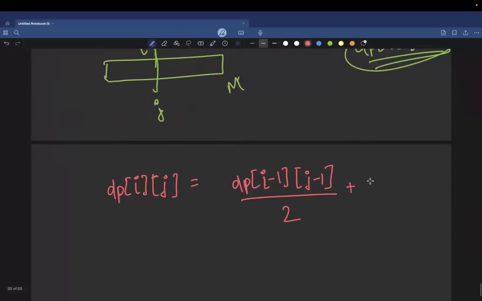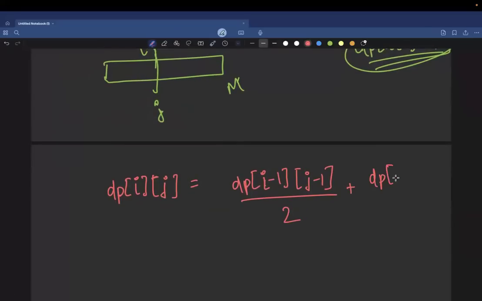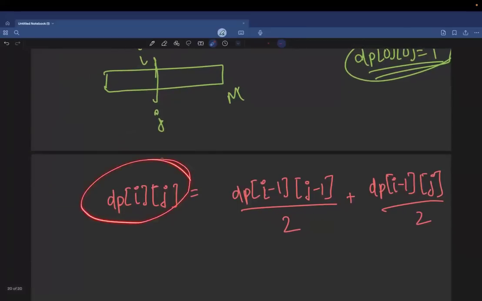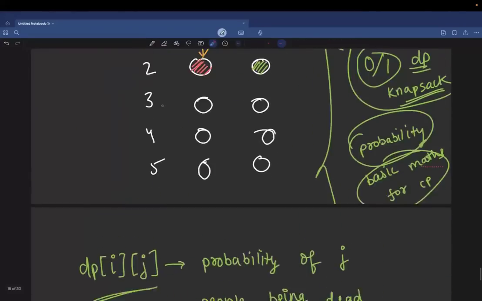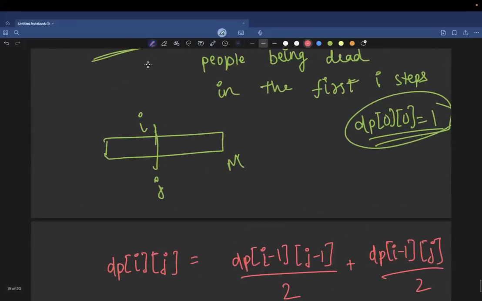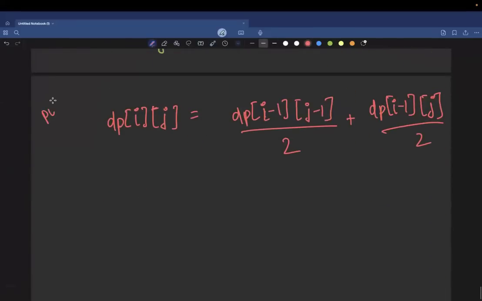Similarly, it is also possible that among the first i minus 1 steps, j people were already dead and nobody died here. There is again a half probability. So this would be the probability of j people dying in the i steps. We have covered both the transitions, that nobody might die or one person might die. So this is the pull dp here.